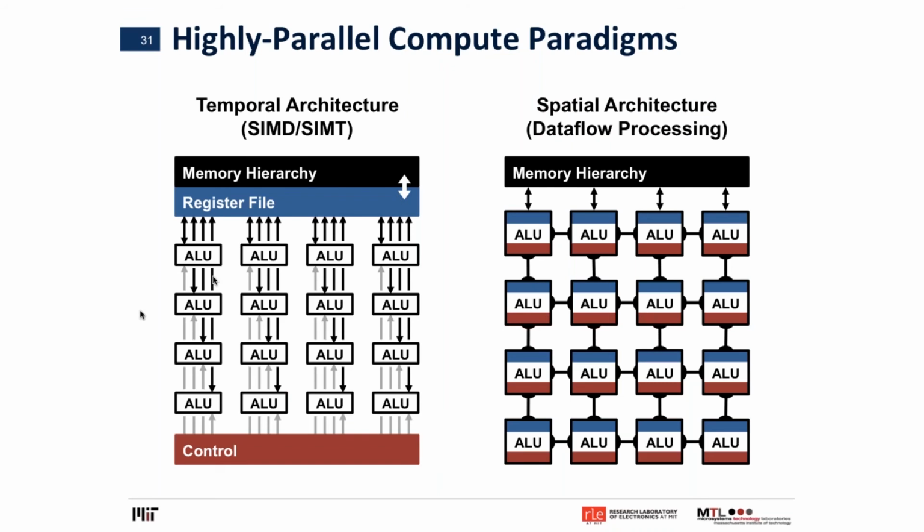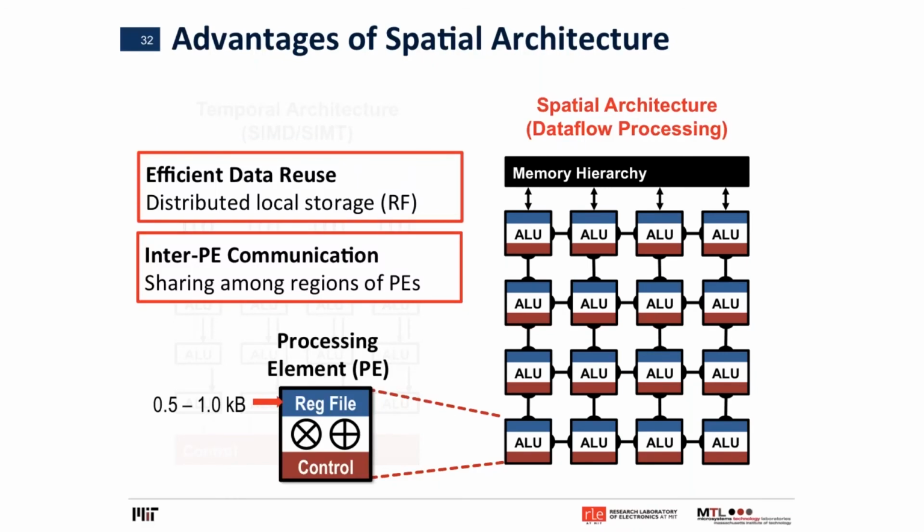The other is that you want to also spread the control across all of these ALUs so they can operate more independently. And when I'm talking about this register file, I mean a very small memory, so we're talking about 0.5 to 1 KB of memory itself, because typically the smaller the memory, the less energy it consumes. The other advantage of these spatial architectures is that they allow for inter-PE communication, so you can actually share data amongst the PEs.